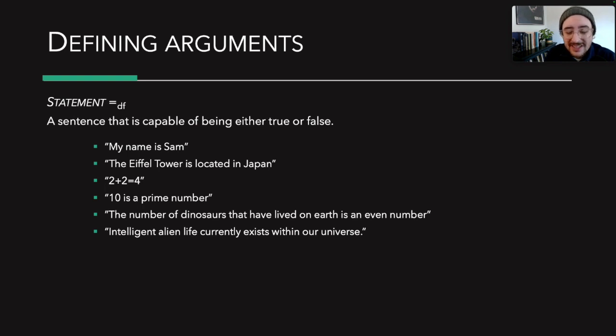Another difference is some of these statements I know to be true or I know to be false, but the last two, I just don't know either way. I don't know if it's true that aliens exist. I don't know if that's false. Nonetheless, I still know that the sentence has to be one or the other. It's either true or false, even if I don't know which one, and that's enough to make it a statement.